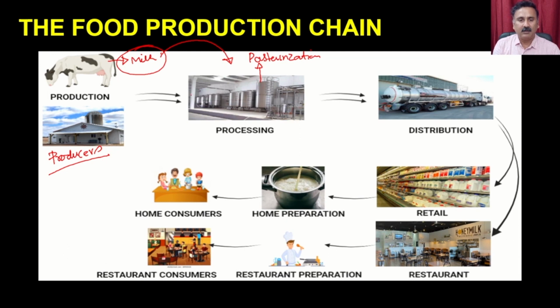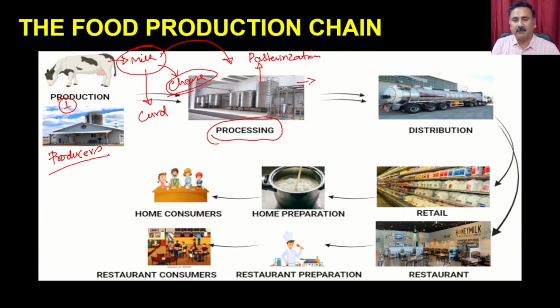And the milk is going to be converted into curd, or the milk is going to be used for the production of cheese. So all of that is going to occur in this processing unit. Okay. So in step 1, you are going to have the producers. In step 2, you are going to have the processing unit. So the processing unit will be different.